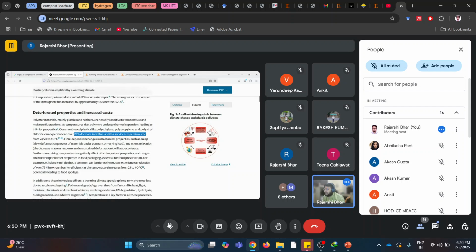So what I said is that time-dependent changes also accompany the temperature, which makes the mechanical properties of the plastic poorer.